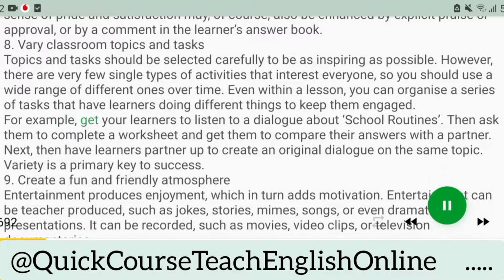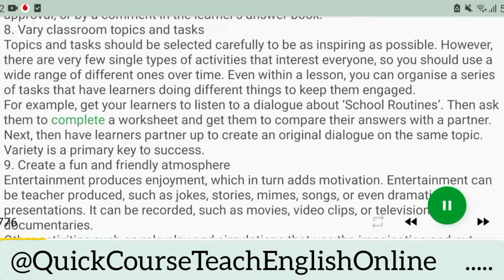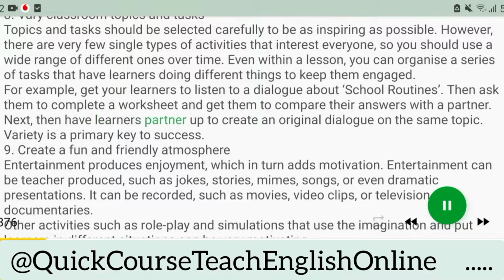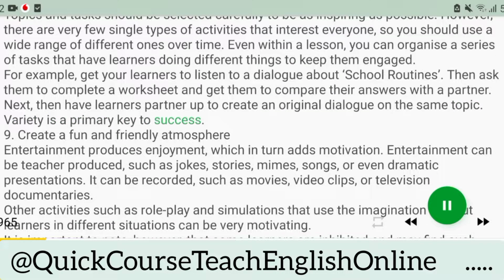For example, get your learners to listen to a dialogue about school routines. Then ask them to complete a worksheet and get them to compare their answers with a partner. Next, have learners partner up to create an original dialogue on the same topic. Variety is a primary key to success.